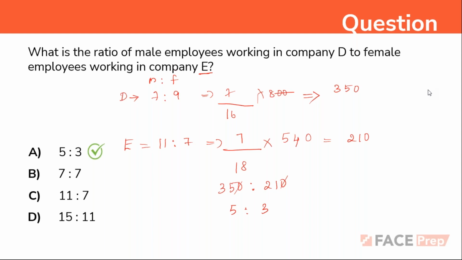How can I put 60 now? This is a total value. See here, 7 is the male ratio. What is the total value? 7 plus 9 is 16. Similarly, 11 plus 7 is 18. So out of 18, the female ratio is 7. The total number of persons is 540. That will give you the exact count. Need to find the number of male, right?